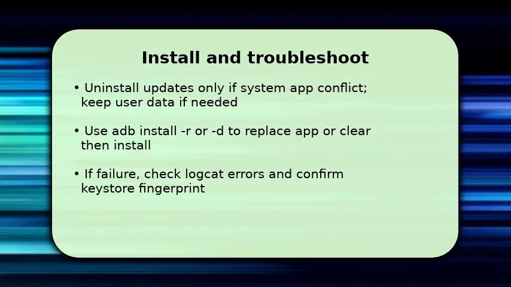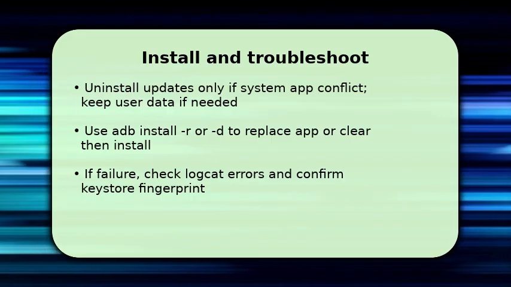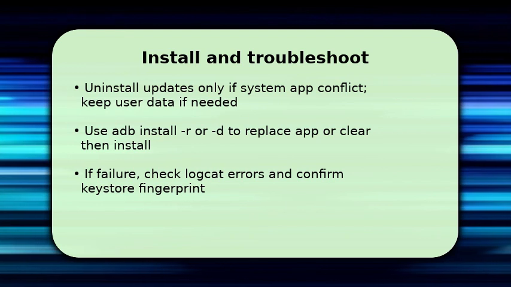Subtle differences cause rejection. One key troubleshooting tip: if install errors persist, run adb logcat while attempting installation to capture the signature error and confirm the keystore fingerprint again, so you can identify whether you resigned with the wrong key.